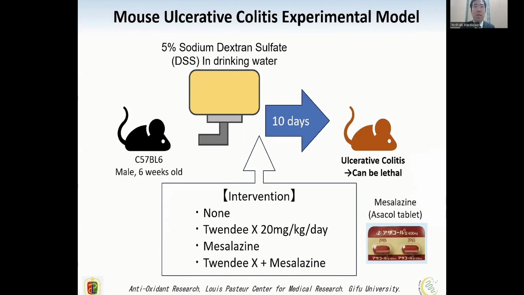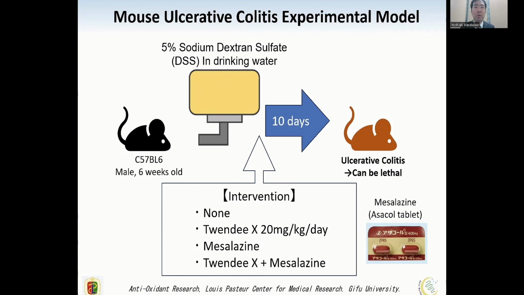We tested whether 20X improved ulcerative colitis in an animal study. A substance called sodium dextran sulfate, or DSS, is mixed with drinking water and given to mice to produce an ulcerative colitis model in about 10 days. The mice go through severe diarrhea, blood loss, and weakness, and can be lethal. We tested whether administration of 20X to the model mice could improve symptoms caused by colitis.